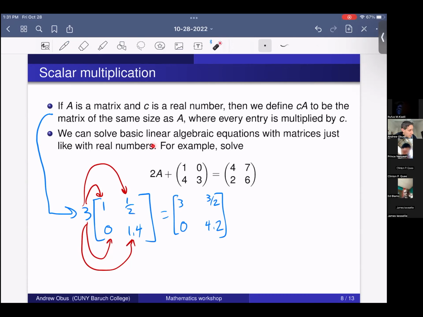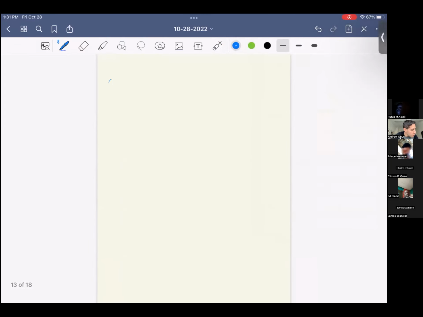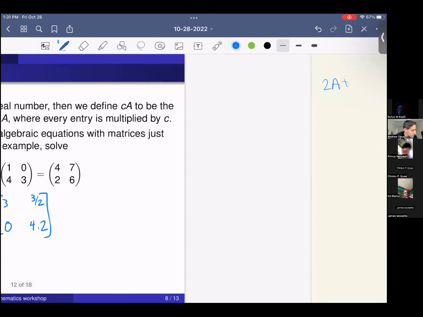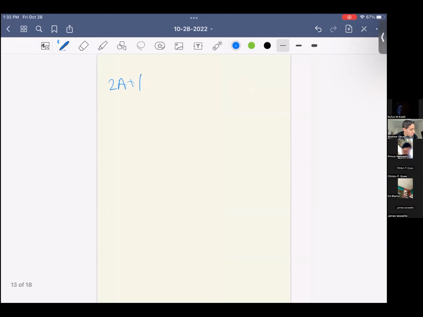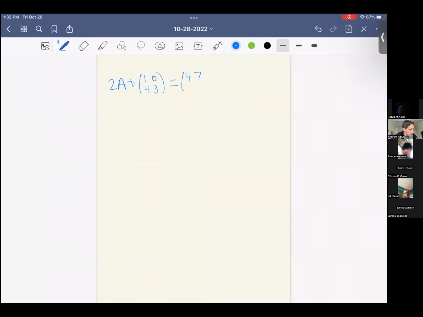You can solve equations with matrices just like you can with the real numbers. So maybe I'll do this on another page just so that we don't run out of space. If I have the equation 2A plus the matrix 1043 equals the matrix 4726, I can solve for this exactly the way I would a standard equation.